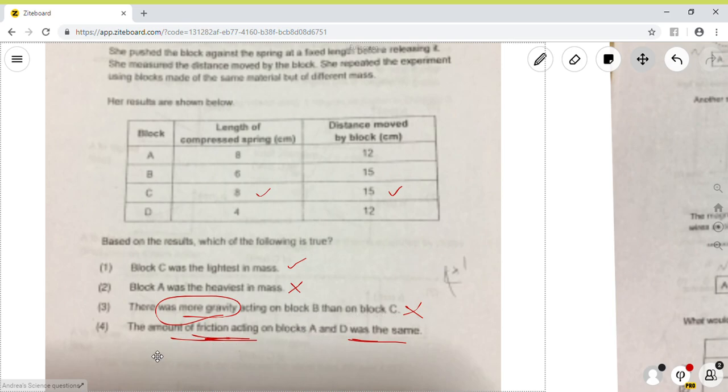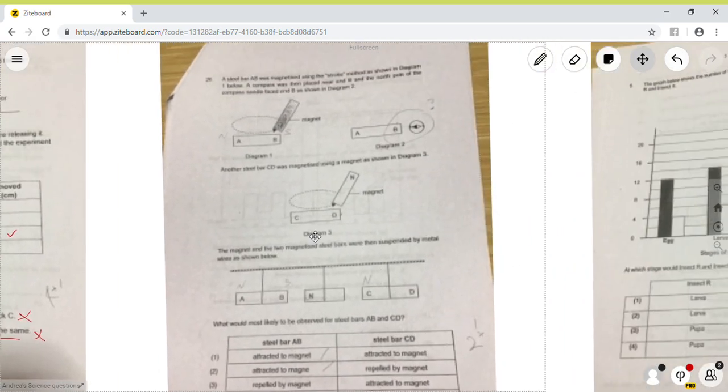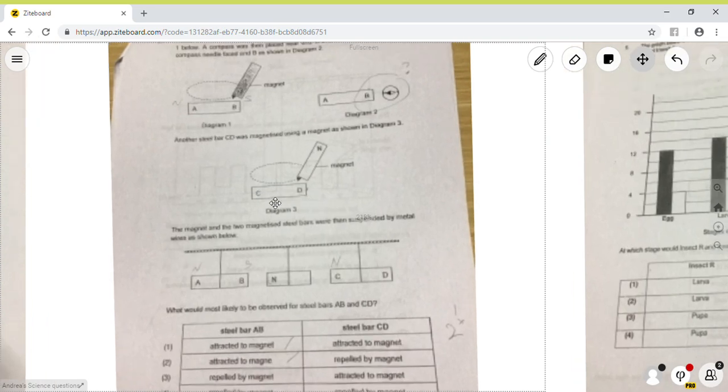Once again, you have between 1 and 4. The amount of friction, the last one, we also cannot tell. We cannot tell whether this is true. So it's just option 1. Yeah, option 1. Okay, next, we look at this.